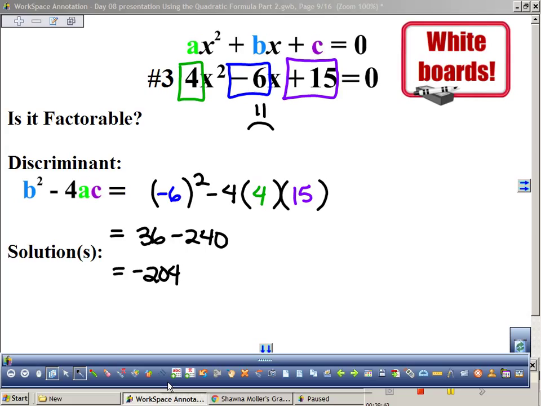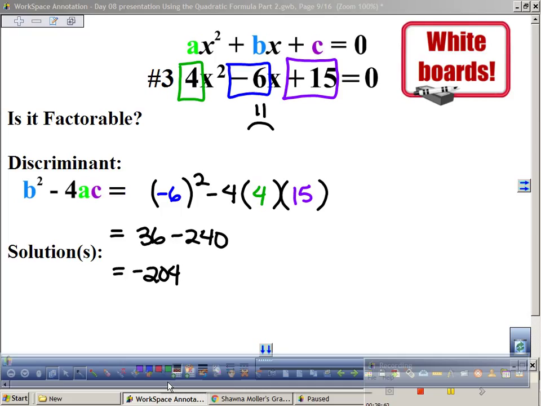I would still have 4 negatives left over, right, if I canceled out 36s? Okay, so I can stop there. Why can I stop? I don't have any solutions. This is negative. So I would say I can stop it. My solutions are 2 complex solutions.